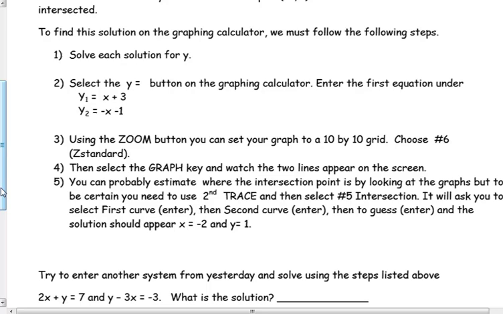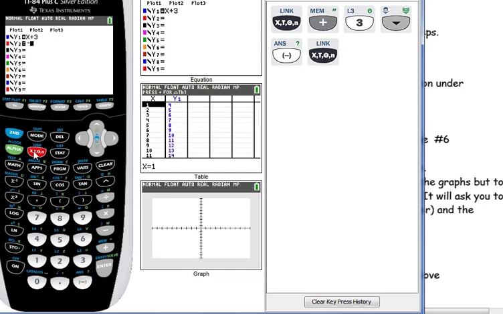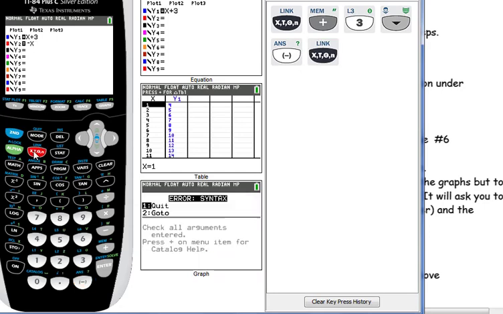So now I'm going to put up the TI-84 Plus. You'll see that when I put the equations in, y equals x plus 3, and going into y2, negative, make sure you're doing negative x minus 1. So if you have a graphing calculator at home, you can do this with me. Otherwise, we've done this lots of times in class.